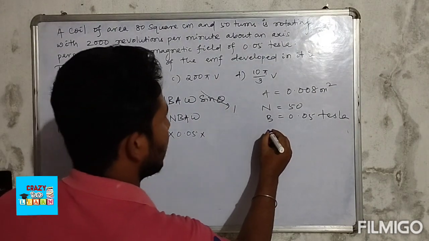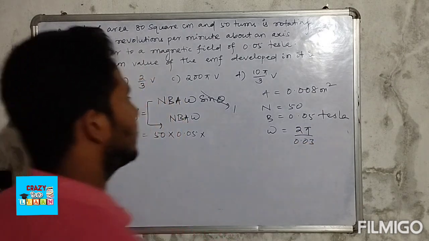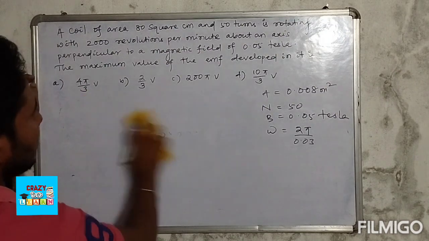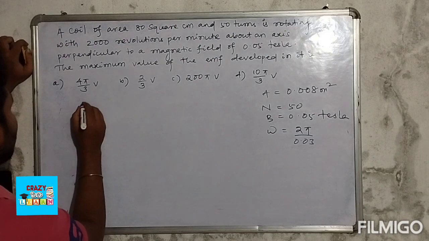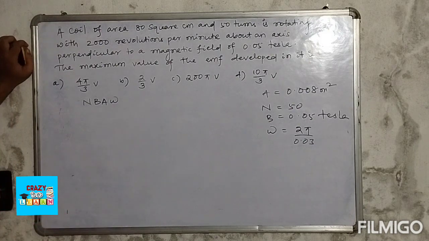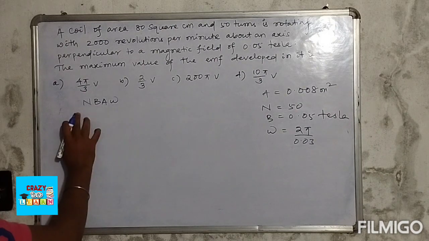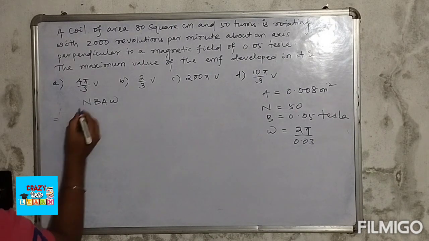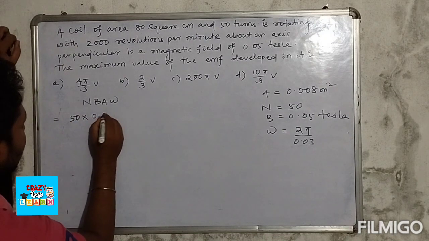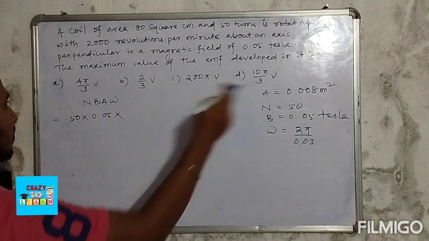NBA omega, what did we get? 2 pi by 0.03. So now put all these values in the formula. What is the formula? The formula is NBA omega sin theta. Sin 90 is equal to 1. So NBA omega into 1 is equal to NBA omega. Now put the values. In the place of N we write 50. In the place of B write 0.05. In the place of A we will not write 80. We will write the SI system, meter square.